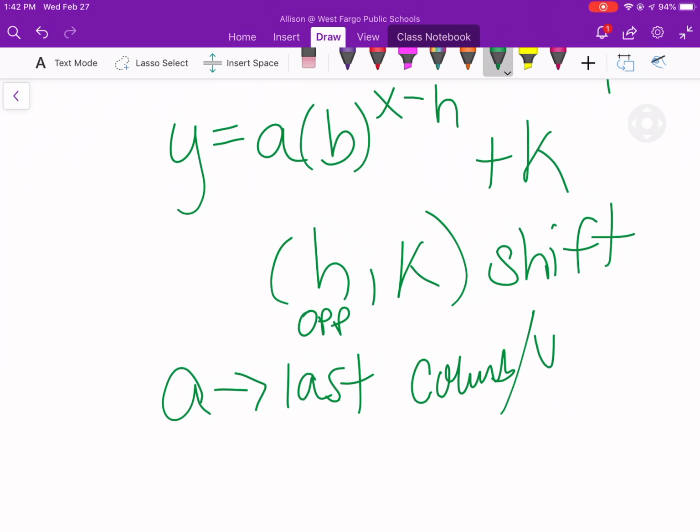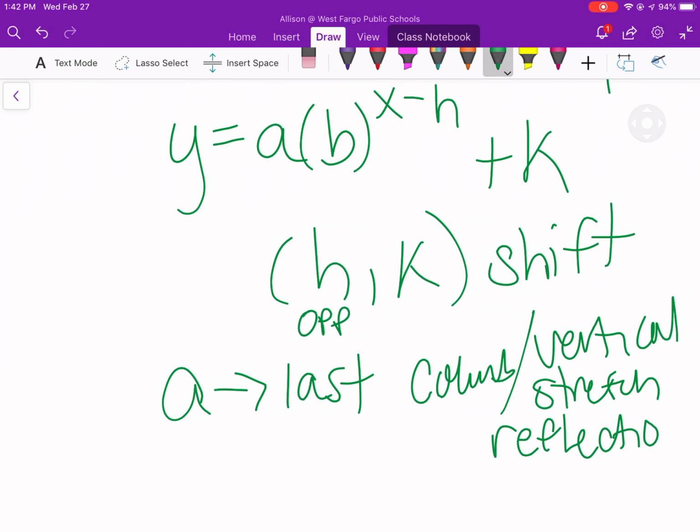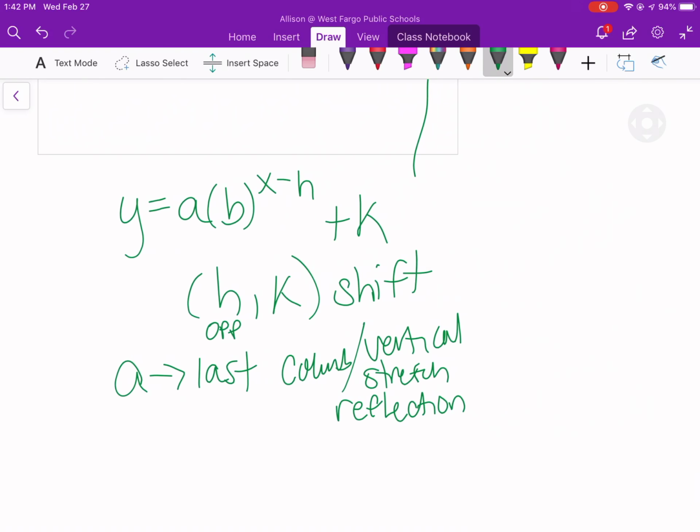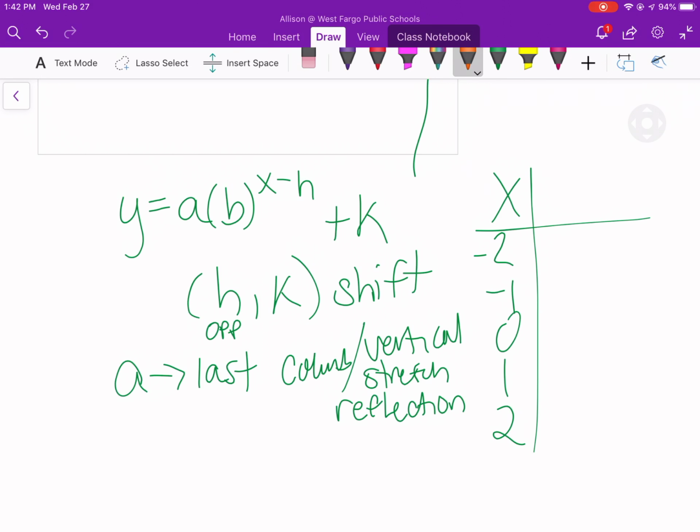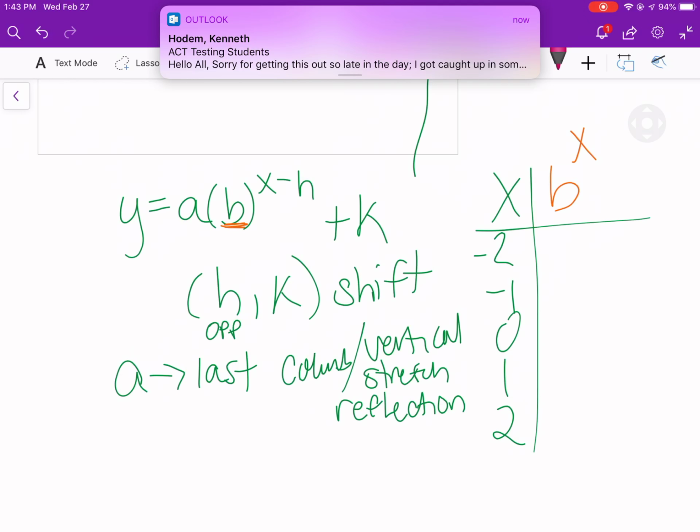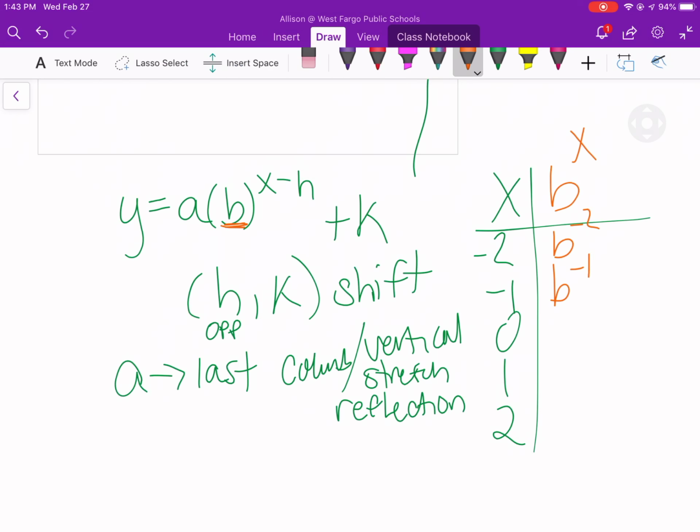And it is a vertical stretch or shrink. And it also is the reflection if it's negative. The table will always look the same in the values. You'll always pick the negative 2, negative 1, 0, 1, 2. And for your f of x column, you'll just do whatever your b is. So whatever's in the parentheses, or if there's not parentheses, that means there's no a value sometimes. So you'll do your b to that power. So whatever your b is to the negative 2, b to the negative 1, b to the 0, b to the first, b to the second.